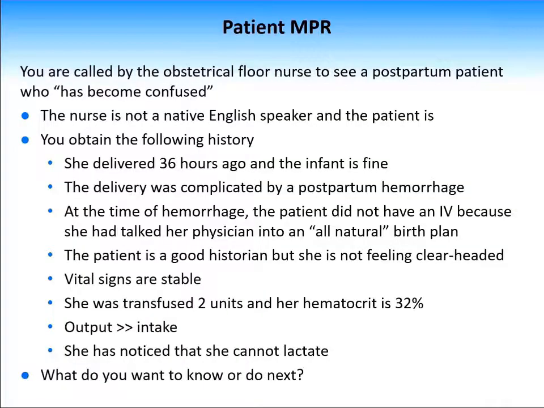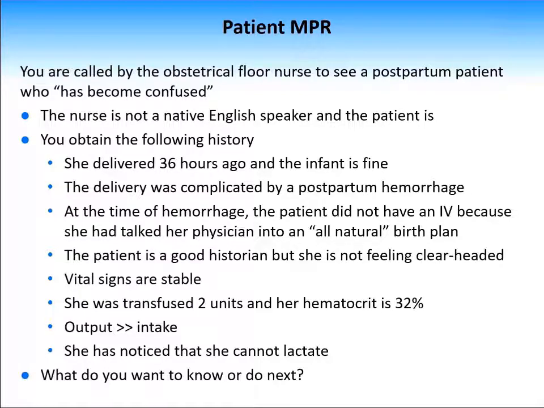So, patient MPR. You are called by the obstetrical floor nurse to see a postpartum patient who has become confused. The nurse is not a native English speaker, and the patient is. You obtain the following history from the patient and the nurse. She delivered 36 hours ago, and the infant is fine. The delivery was complicated by a postpartum hemorrhage. The patient did not have an IV in at the time because she had talked her physician into an all-natural birth plan. The patient is a good historian, but she's not feeling clear-headed.